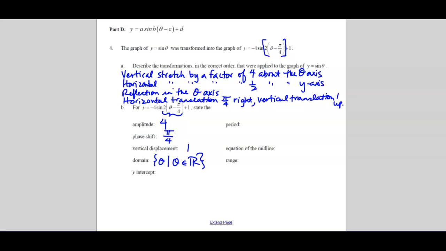Period. Remember we talked about this when we did stretches last week. So the normal period for sine is 2 pi. Now, so this period will be 2 pi divided by the b value. Okay. So b is 2 pi divided by the period. The period is 2 pi divided by b. In this case, b is 2. So in this case, it's going to be 5.